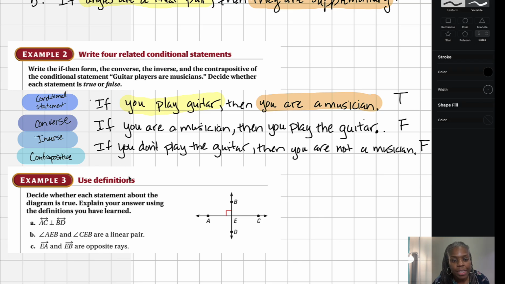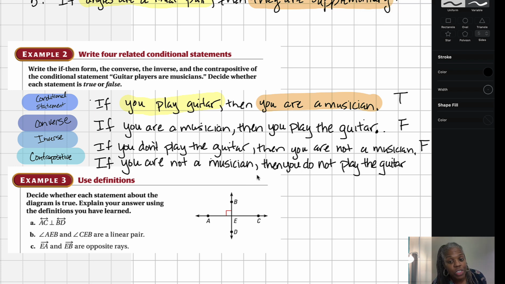And then finally, the contrapositive is when we switch these two around from the inverse. Basically, if we go back to the conditional statement, we negate both of these and then we switch them. So it will read, if you are not a musician, then you do not play the guitar.